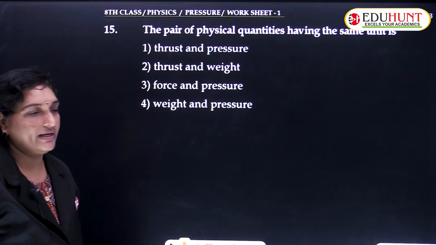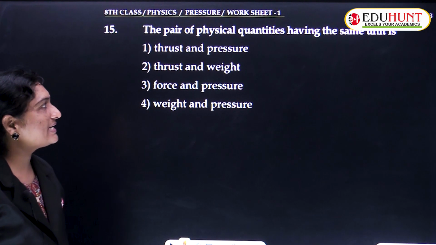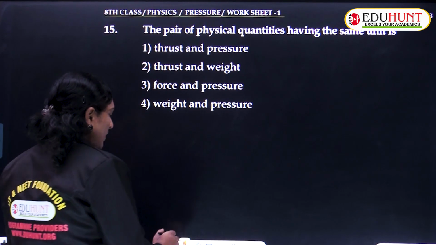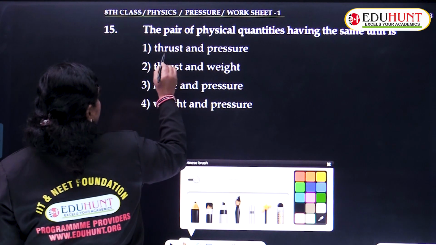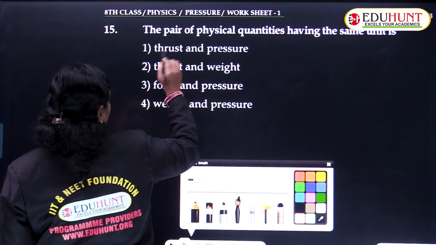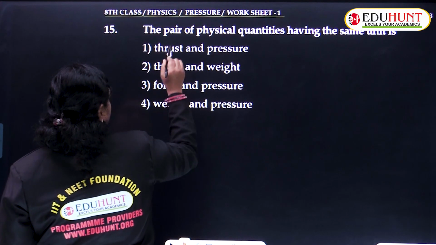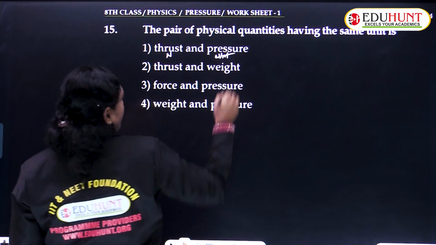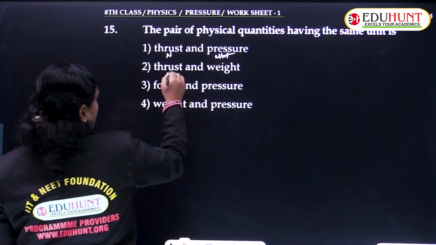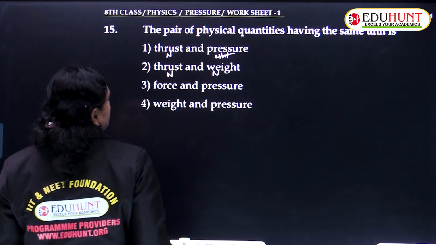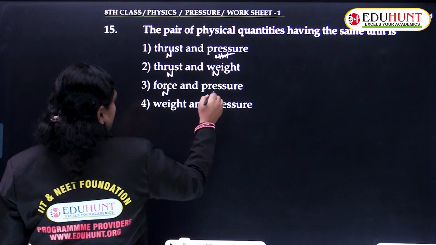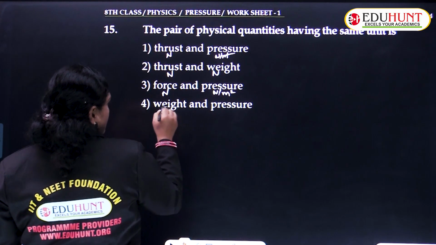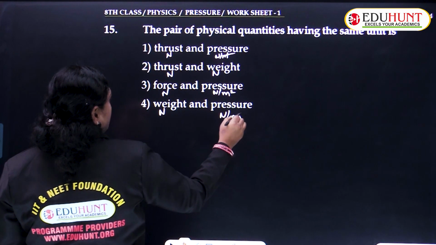Question number 15. The pair of physical quantities having the same unit is. So, let us check one by one, children. What is the unit of thrust? Taking the SI unit, thrust is measured in newtons. Pressure is measured in Newton per meter square or Pascal. Again, thrust is measured in Newton, weight is also measured in Newton. Force is measured in Newton, pressure in Newton per meter square or Pascals. Weight is measured in Newton, pressure in Newton per meter square.